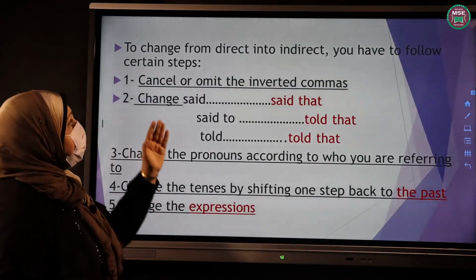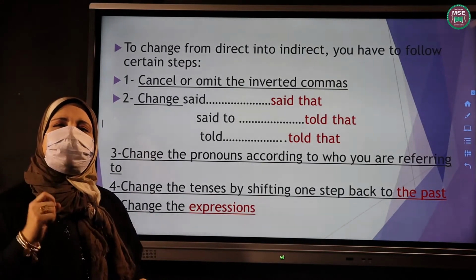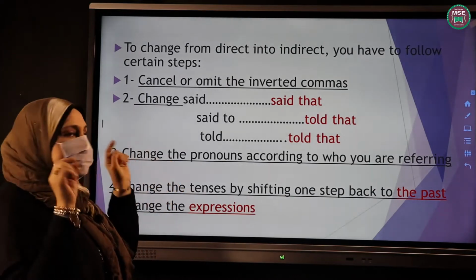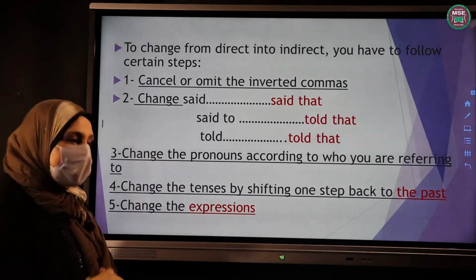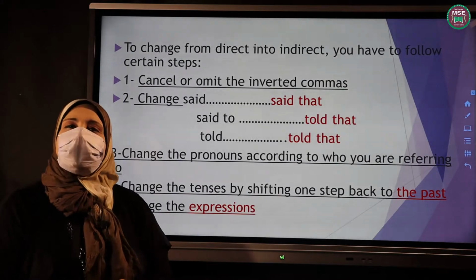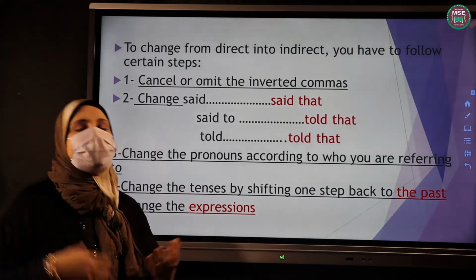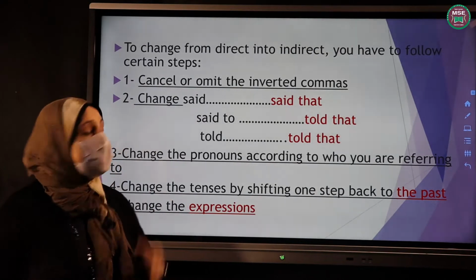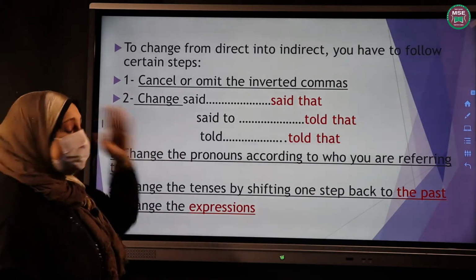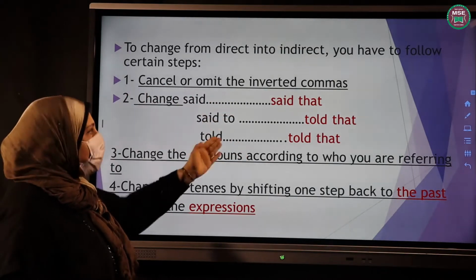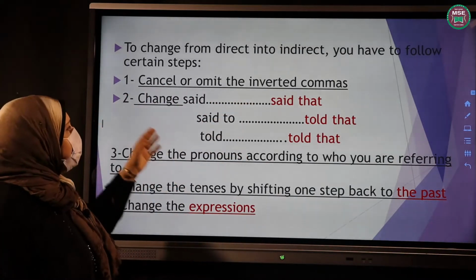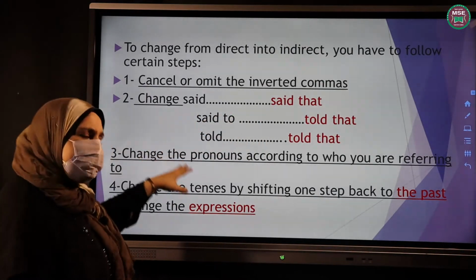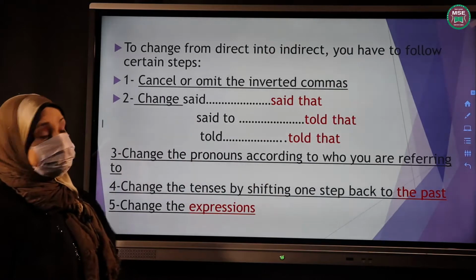To change from direct into indirect, we have to follow some steps. Step number one, we simply cancel or omit the inverted commas. Usually direct speech comes with introductory verbs called say and tell, but they usually come in the past form, said and told. Whenever we find said, keep said as it is, plus that. How about if I find said to? Cancel said to and change it into told. How about if I have told? Keep told as it is.